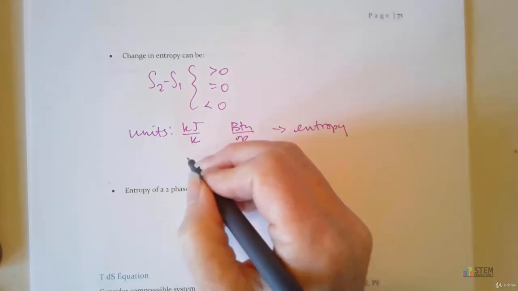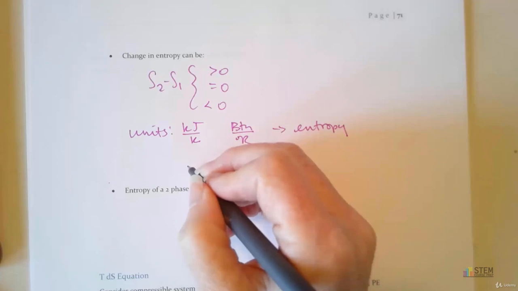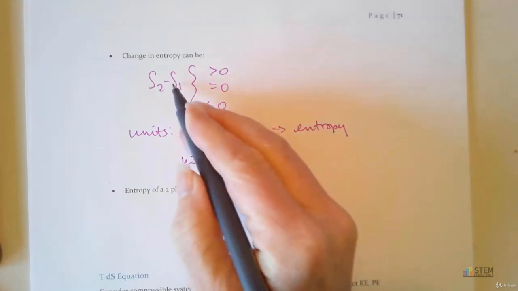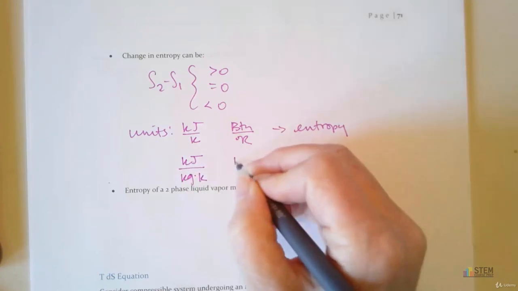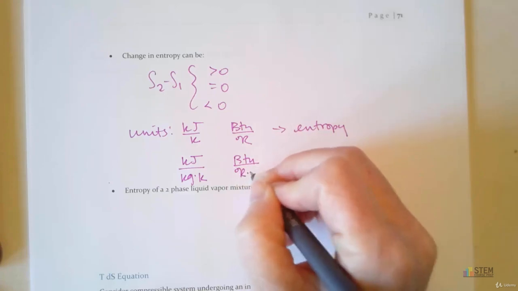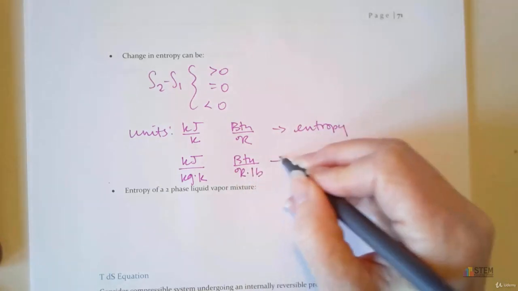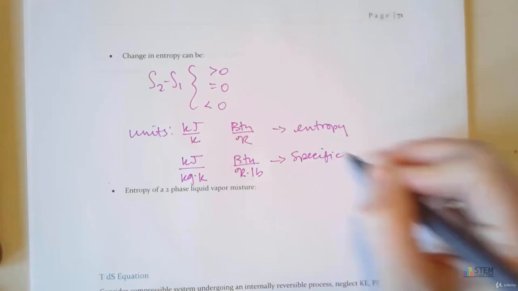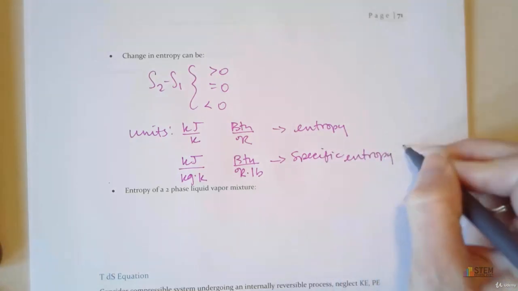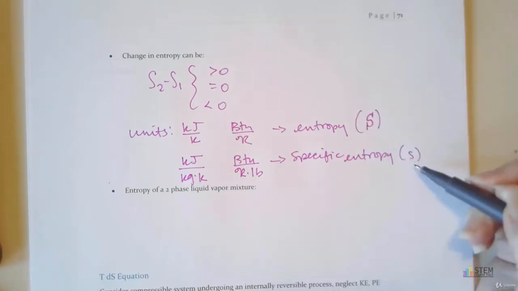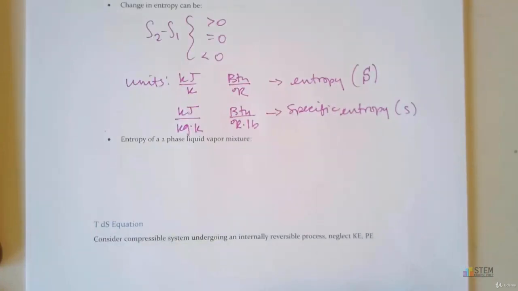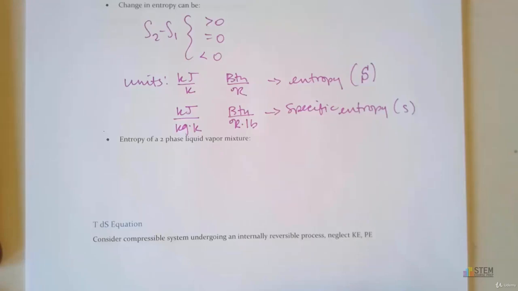If you have specific entropy, which remember would be the little s, this is capital S, you would have kilojoules per kilogram Kelvin or BTU per pound degree Rankine. And that's specific entropy. And this one will have the little s. So let's denote: capital S, little s. All right. And entropy is found in the tables. I've shown you before that it was in the tables, and I said we'd cover it later.